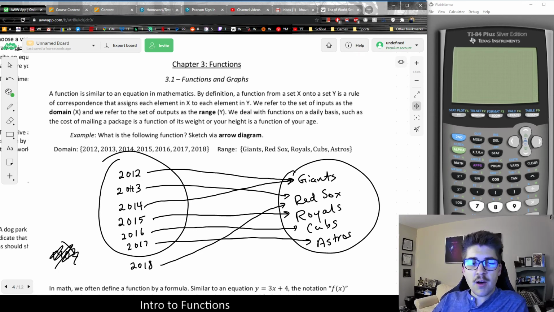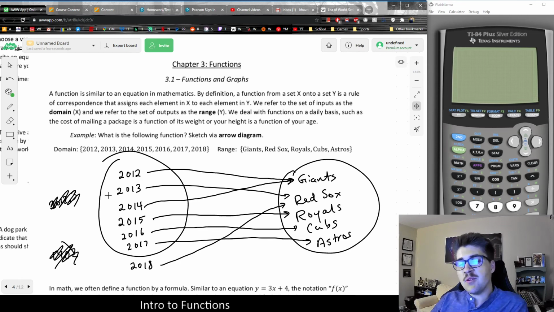Or other types of numbers that would not be in the domain, say for example, 2012.3, like a decimal number or a fraction. Certain types of numbers might not make sense in certain functions, and certain other types of numbers might make sense. Or of course, 2022. That is something we don't know yet.